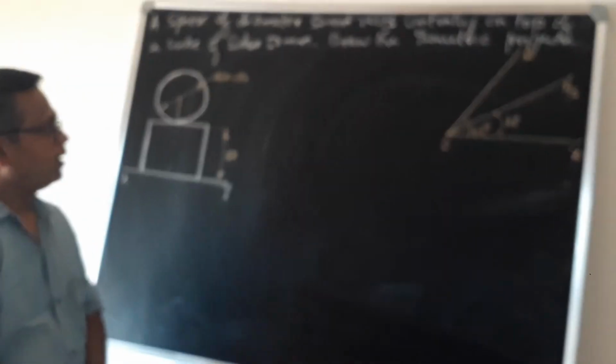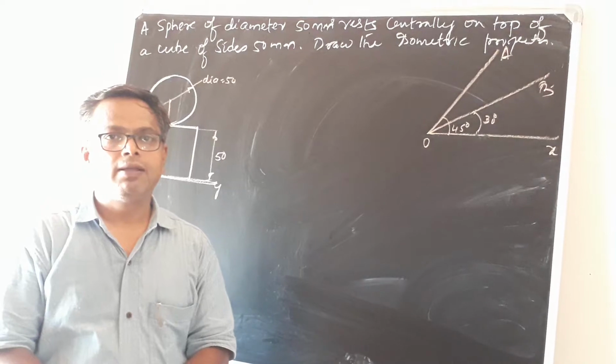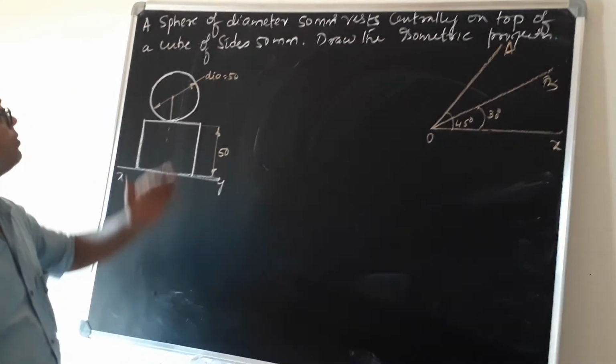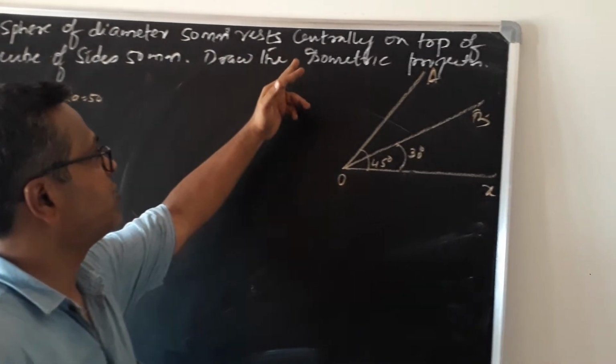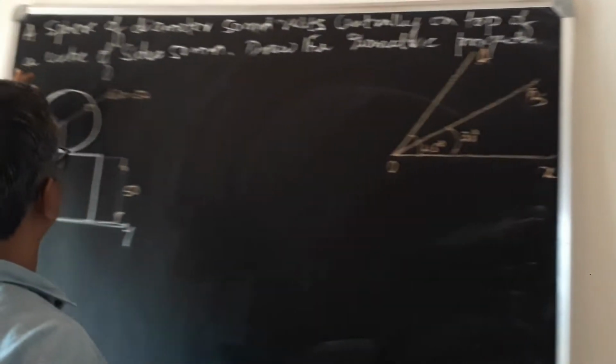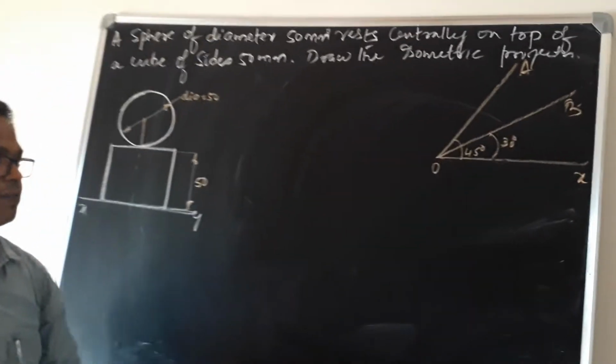Today, let me do a simple problem on isometric projection. The problem goes like this: a sphere of diameter 50 mm rests centrally on top of a cube of 50 mm. Draw the isometric projection.